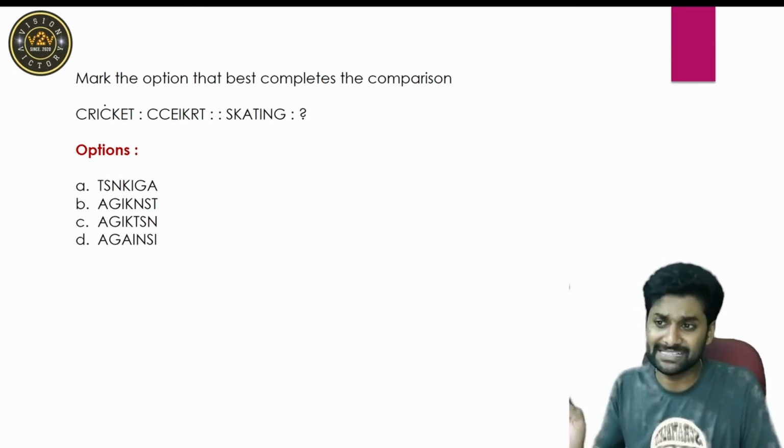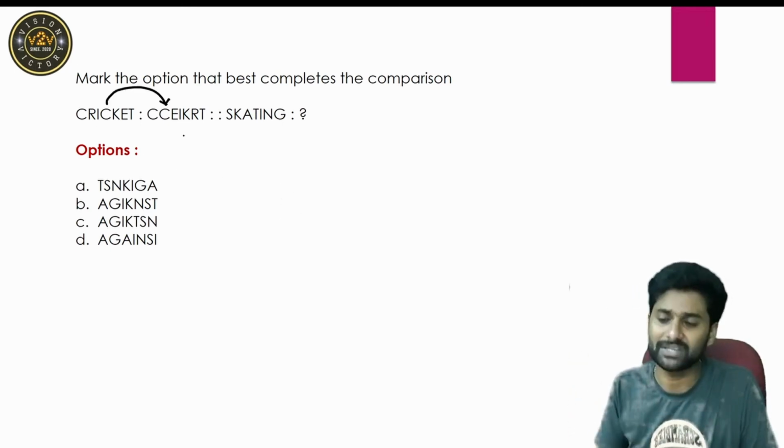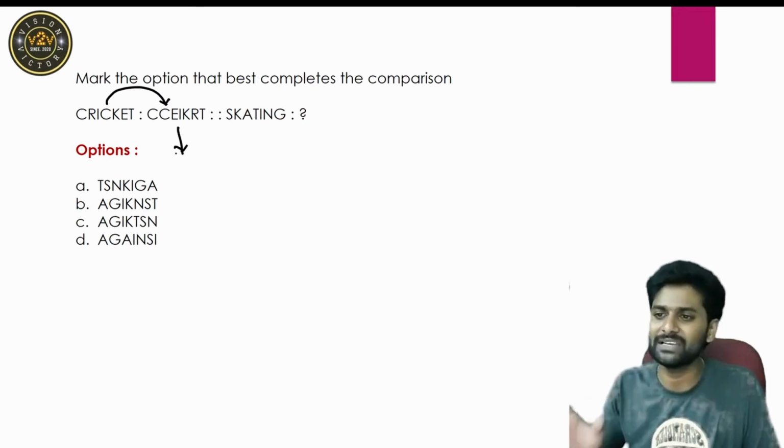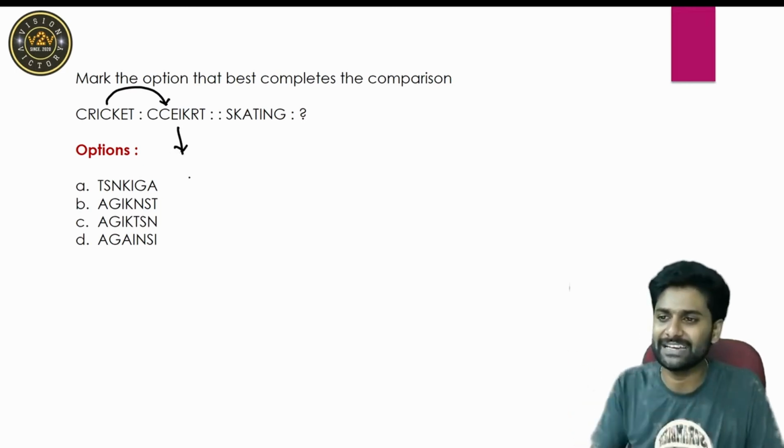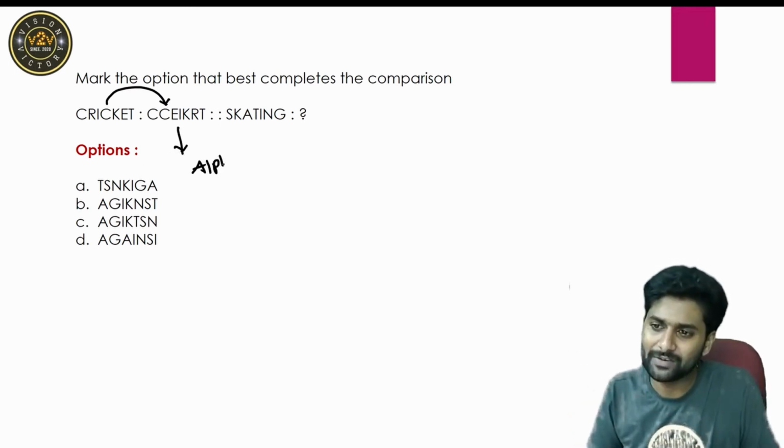Again, if you observe, the same letters which are given in the relation. So what is the order? See, same letters, CCEIKRT, it's simply alphabetical order. Here the logic is alphabetical order.